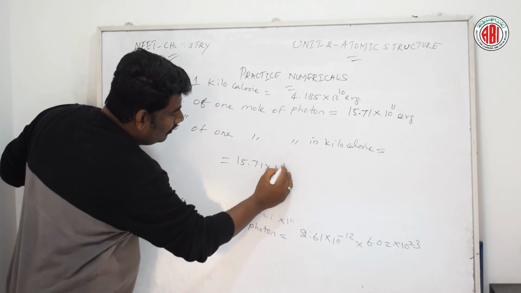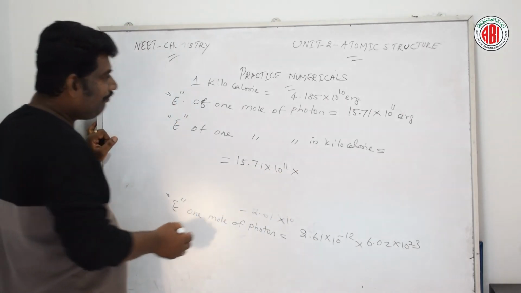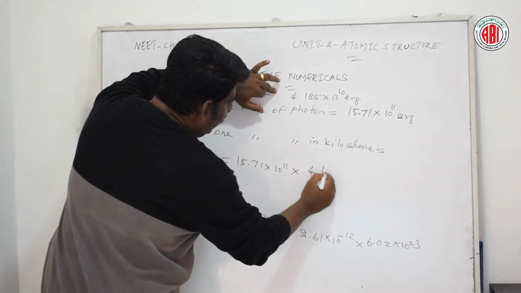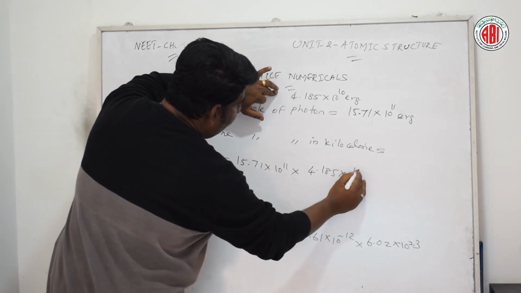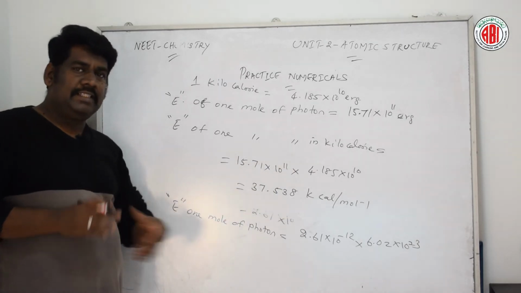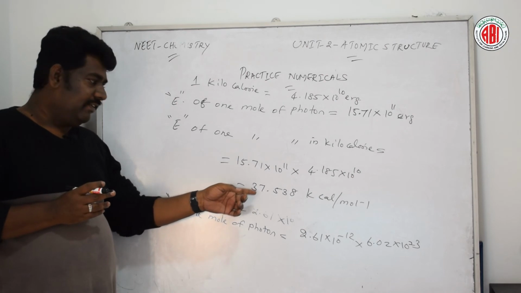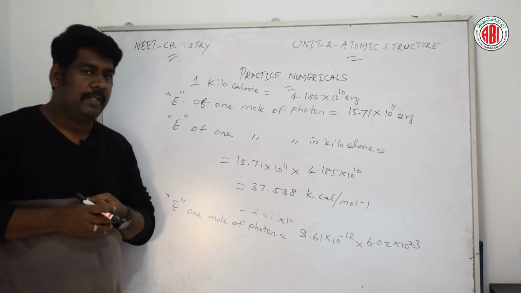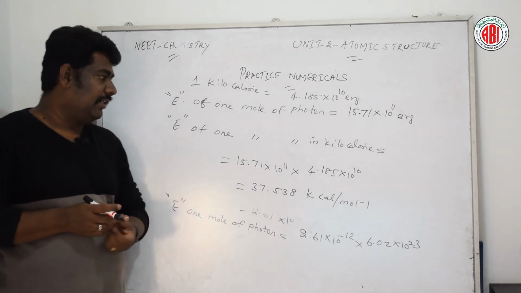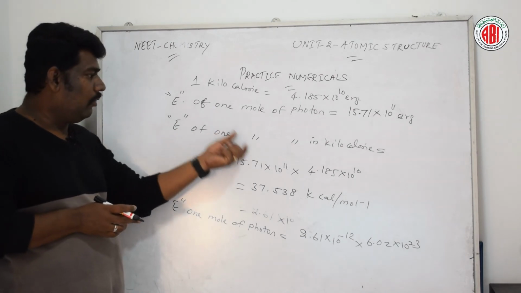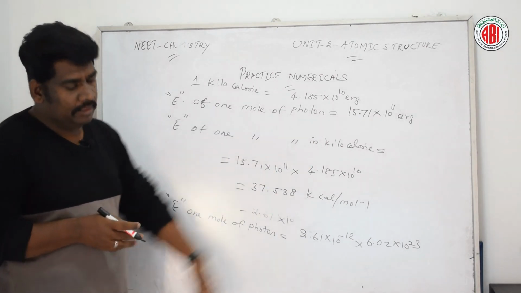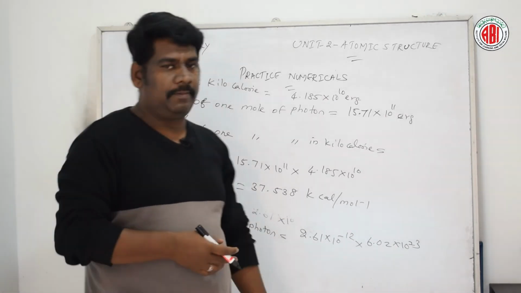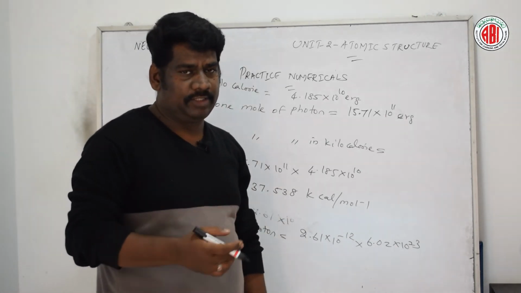That is 15.71 into 10 to the power of 11 divided by 4.185 into 10 to the power of 10. Multiplying this, we could get 37.538 kilocalorie per mole. This is the energy of 1 mole of the photon in kilocalorie. So by this way we can solve this problem. Let us go for the next question.